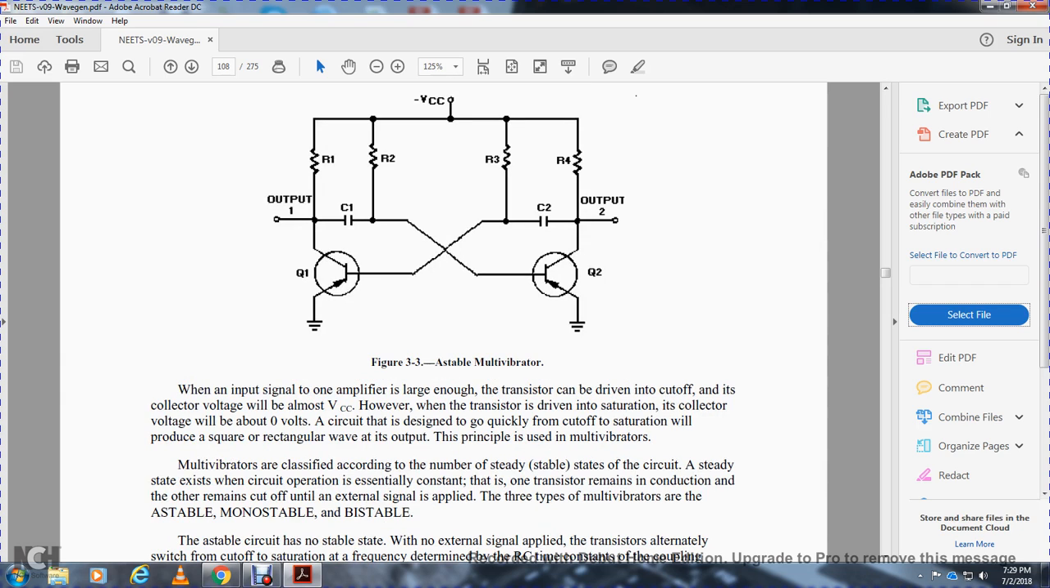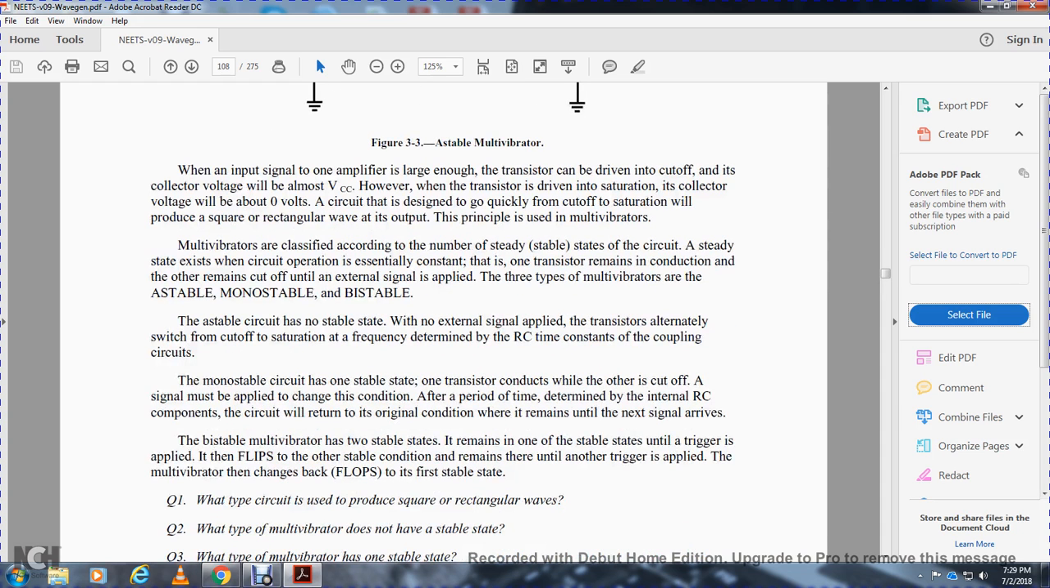When the input signal to the amplifier is large enough, the transistor can be driven to cutoff, with the collector voltage almost equal to the supply voltage. However, if the transistor is driven into saturation, the collector voltage will be about 0 volts. A circuit designed to switch quickly from cutoff to saturation will produce a square or rectangular wave at its output, which is the principal use of multivibrators.